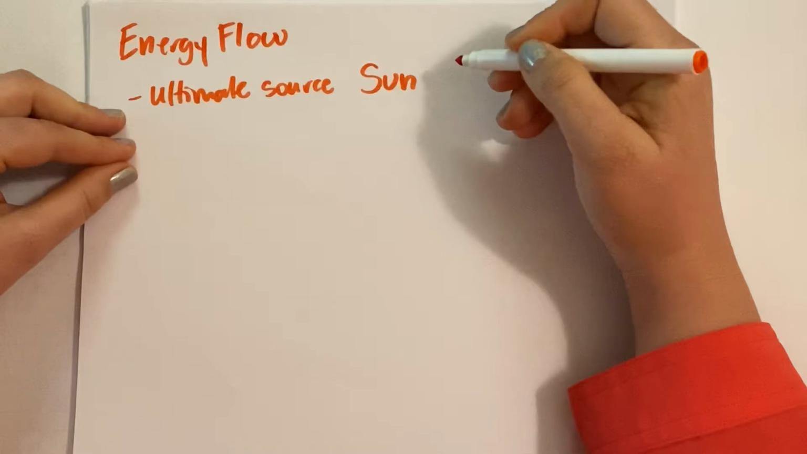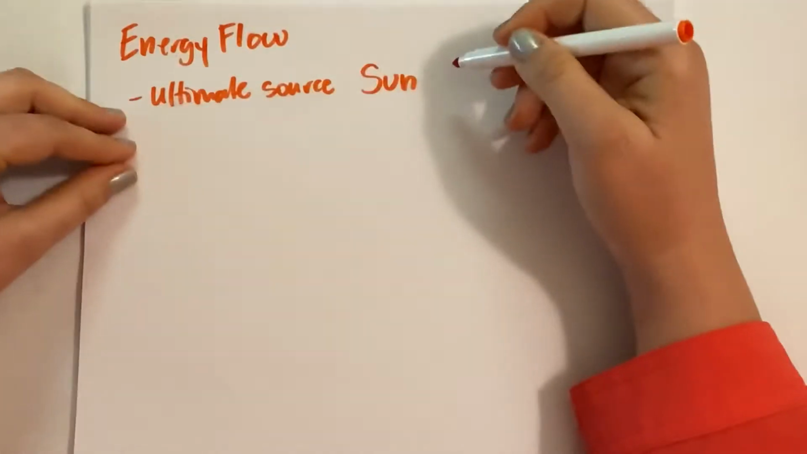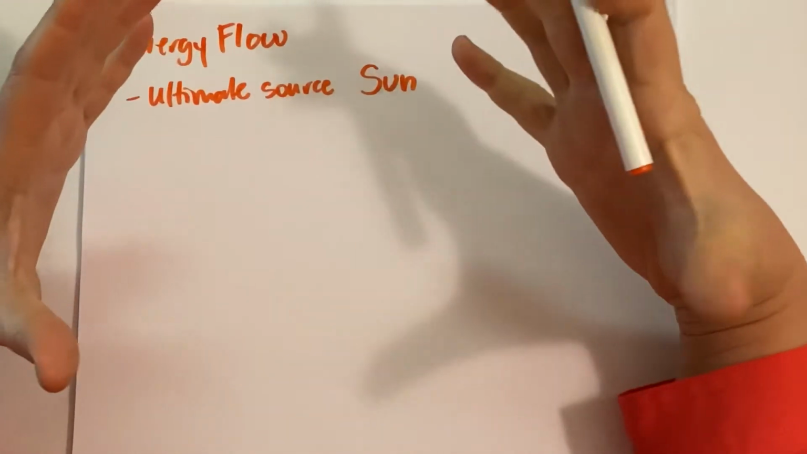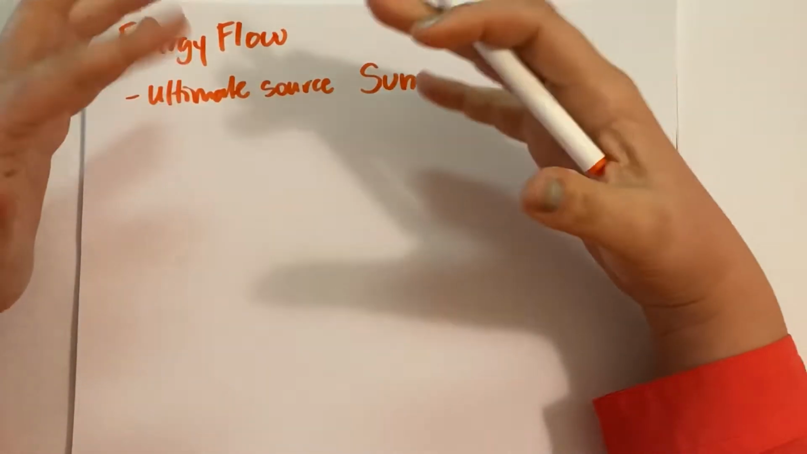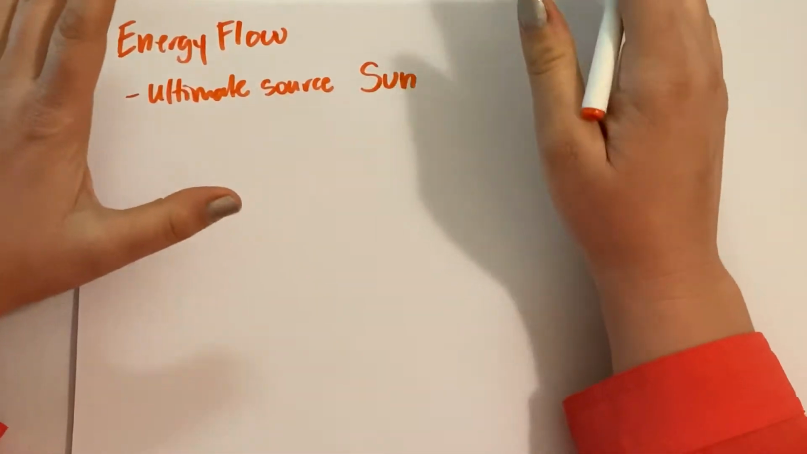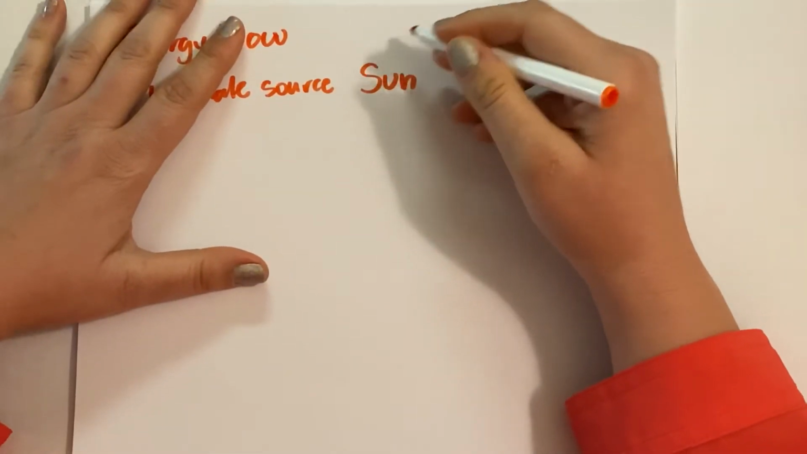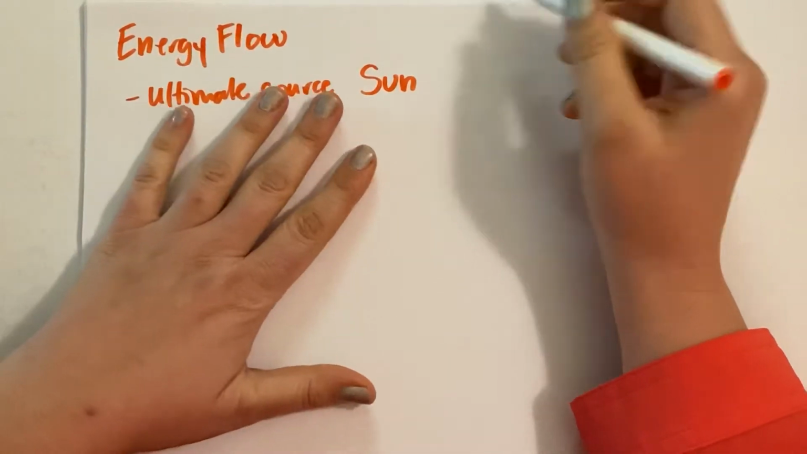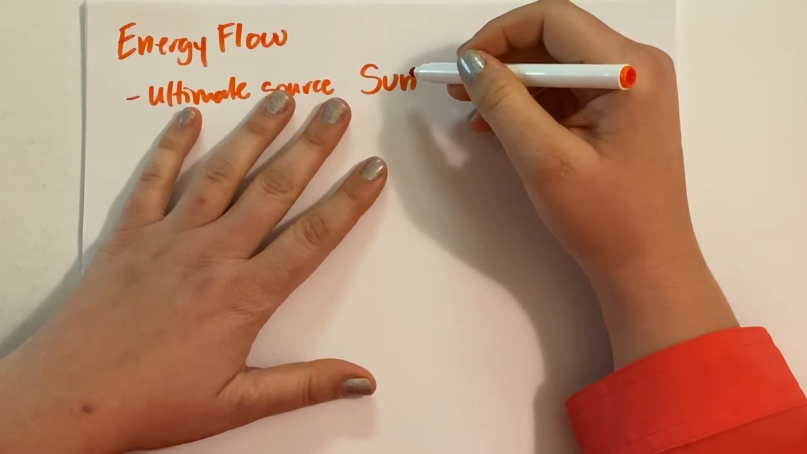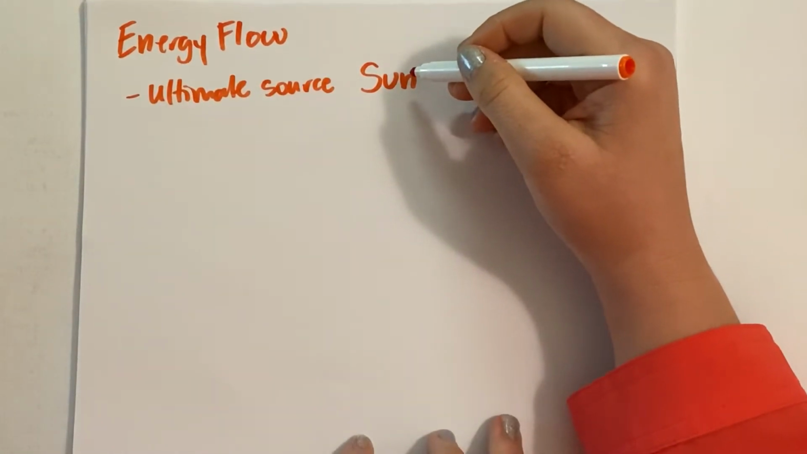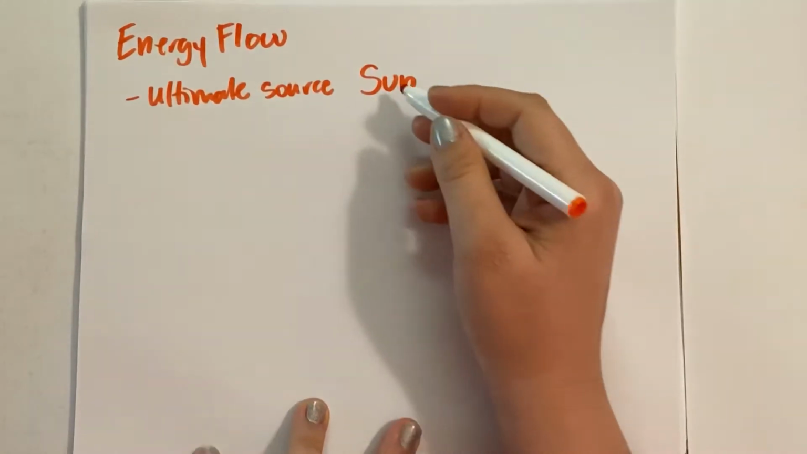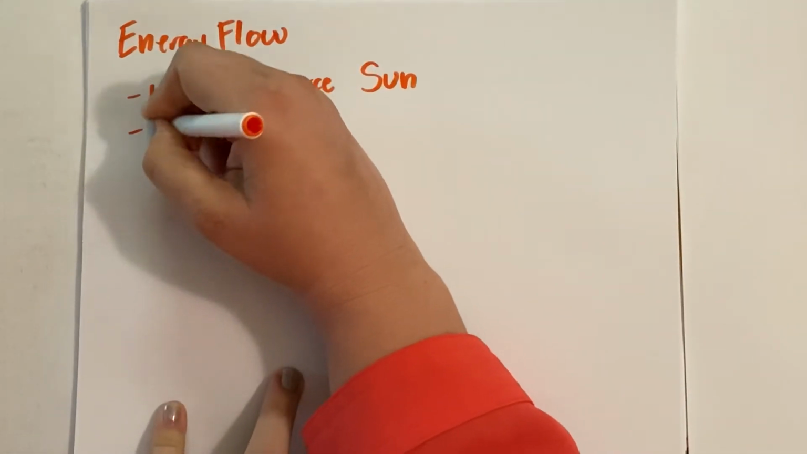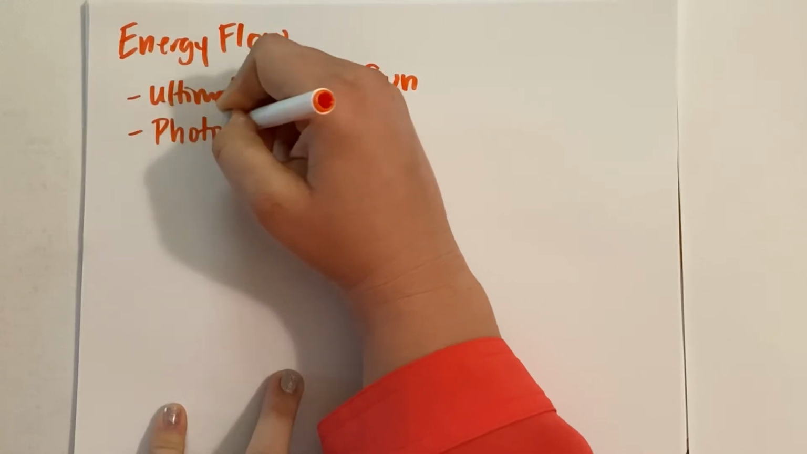The sun has its own type of energy, which we're going to call electromagnetic radiation. We're going to go more into the sun part of this when we talk about photosynthesis, but the sun is going to provide that solar energy that will then be converted into chemical energy in plants. So it originates from the sun, and then we have this process called photosynthesis that takes place.